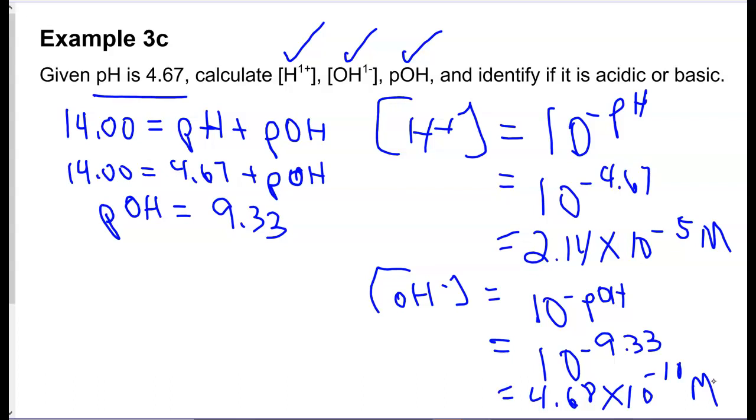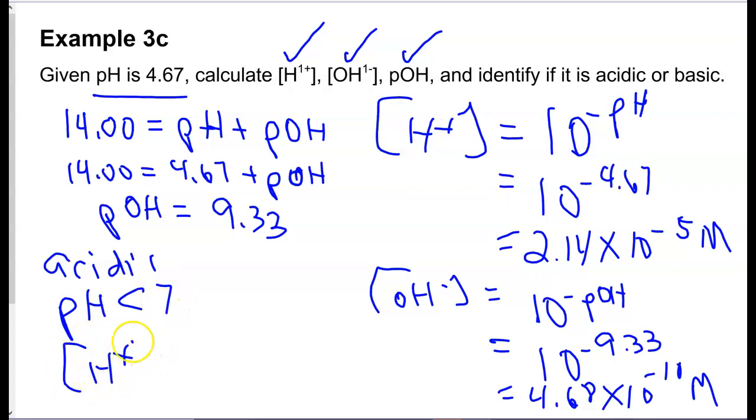Now I'm going to identify if it's acidic or basic, which you could have technically done in the very beginning. We would say this is acidic, and we could justify that by saying pH is less than 7, or you could say H plus concentration is greater than OH minus concentration. Our H plus concentration here is to the negative fifth, and our OH minus concentration was to the negative 10th. That's how I could use either of those two pieces to identify that it was acidic. That's the end for example 3.